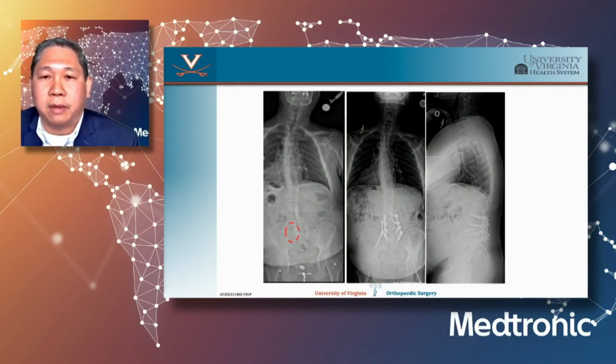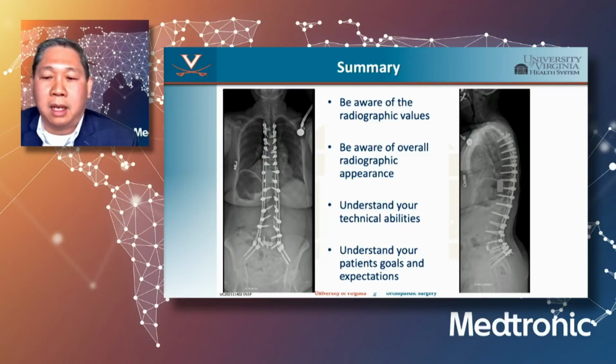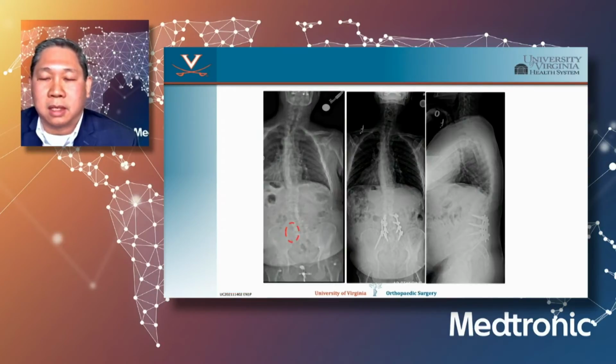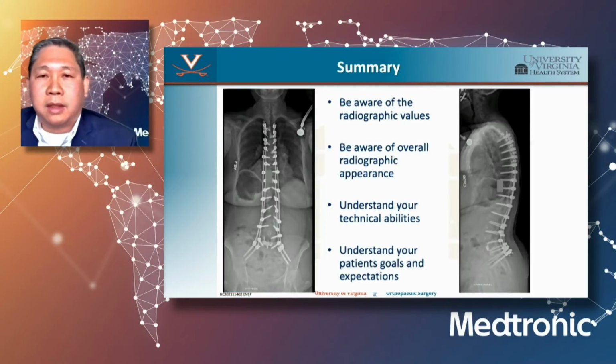And this is their standing radiograph, and you can see that the curve in the coronal and sagittal planes have remained. I'm really attacking the stenosis in this case. So I think in summary, you need to be aware of the radiographic values. They're very important to help you design where you're going to address your curves. Be aware of the overall radiographic appearance, but understand what your abilities are and how they fit into that patient, and also understand what the patient's goals and expectations are.